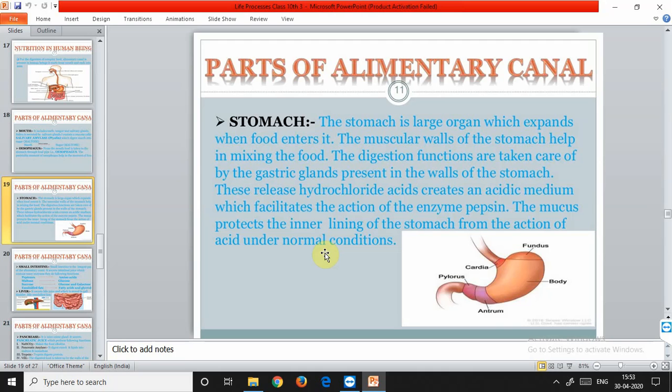Pepsinogen is an enzyme which is present in its inactive form, and pepsin is the active form, and pepsinogen is converted to pepsin in the presence of HCl. So the main function of HCl is to convert pepsinogen into pepsin so that further digestion could occur.